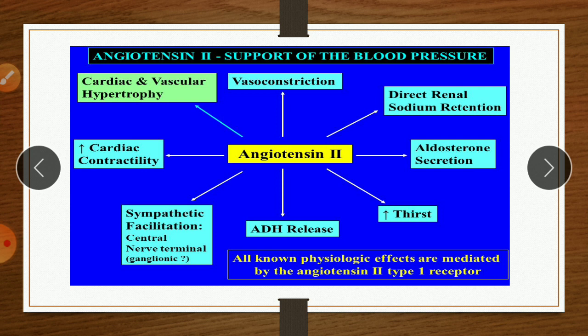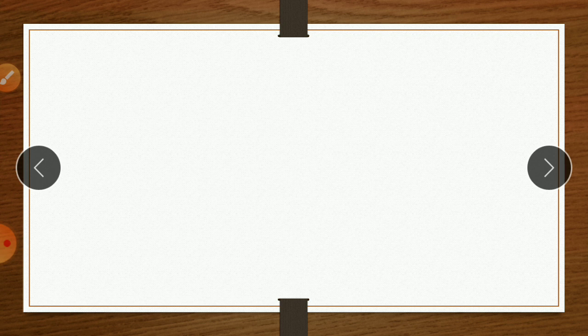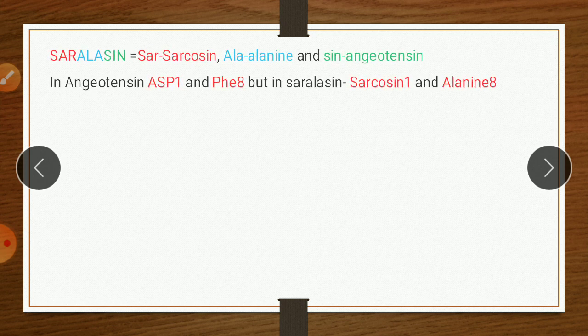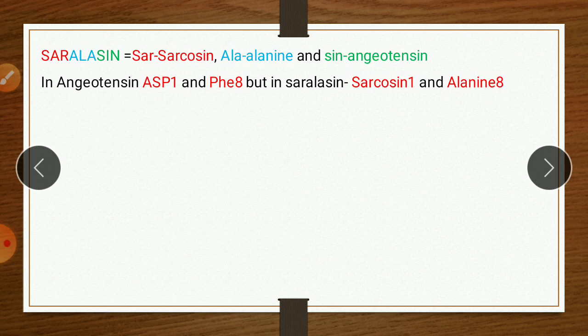So angiotensin II is an octapeptide. Much of the earlier work was performed by using various peptide systems. One such agent is saralasin. As the name indicates, SAR means sarcosine, ALA means alanine, and SIN means angiotensin, so it is a combination of the three. This saralasin is also an octapeptide, but it differs from angiotensin II by 2 amino acids. That is, instead of aspartic acid, here there is sarcosine.